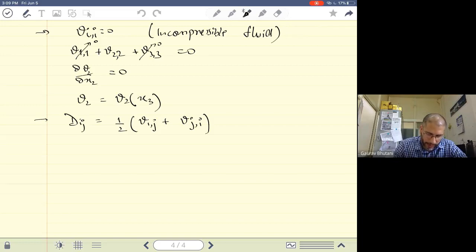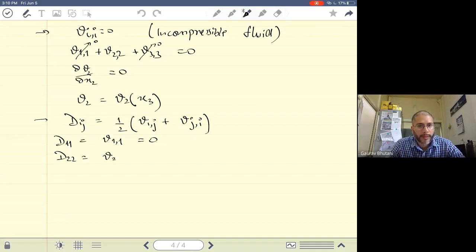So D11 is v1 comma 1, which is 0 because v1 is 0. D22 is v2 comma 2, which also is 0 because that's written on the second line from the top. v2 comma 2 is 0. D33 is v3 comma 3, which again is 0 because v3 is 0.